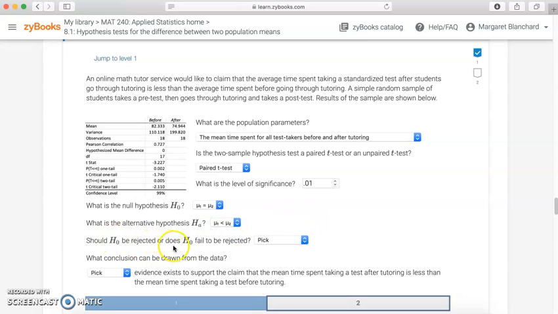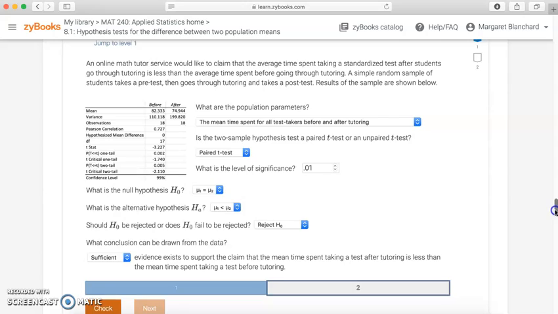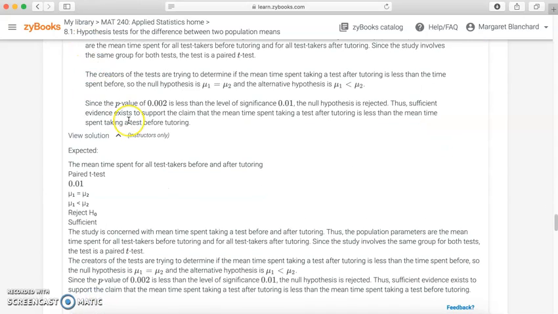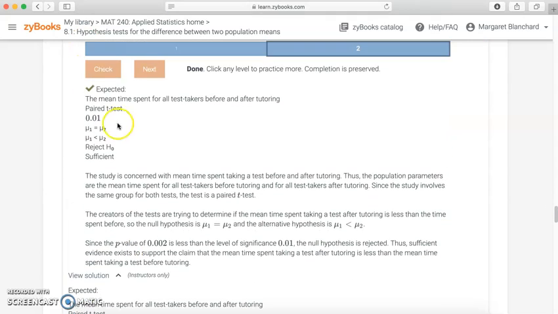Should H not be rejected, or does H not fail to be rejected? So look at our p-value, it's 0.002, which is very low compared to 0.01, which means that we do reject our null hypothesis. When we reject our null hypothesis, we say that sufficient evidence exists to support the claim that the mean time spent taking a test after tutoring is less than the mean time spent taking a test before tutoring. So we check that. Nice little green check mark right there. Tells us we did it correctly.